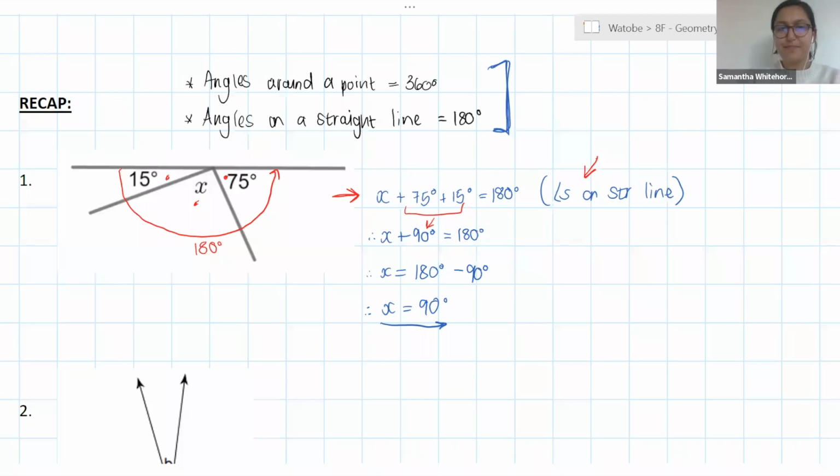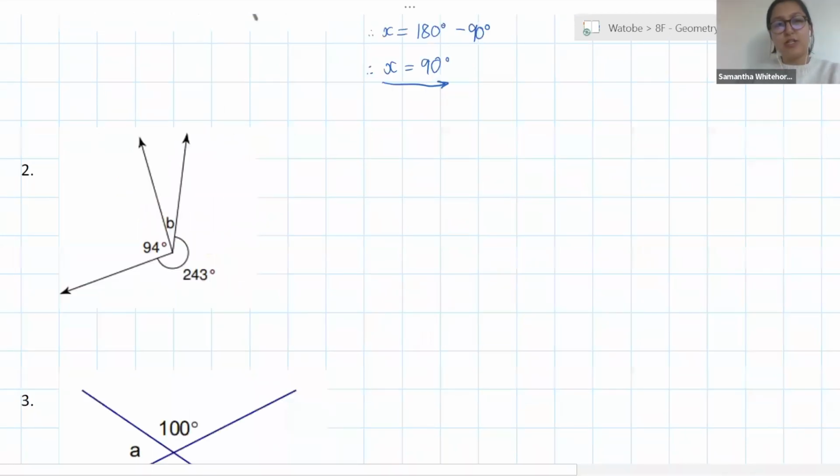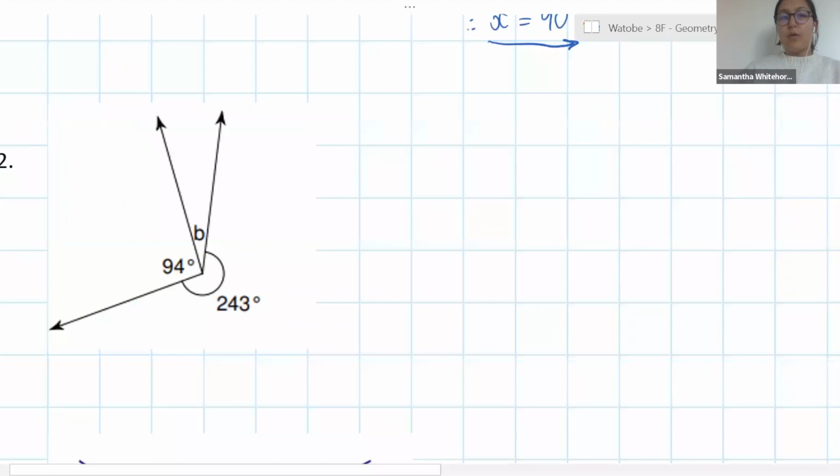Okay. Right, so here's question 2. What we are wanting to do is we are wanting to find the value of B. Alrighty. So have a look there. Remember the 2 reasons that we have spoken about are angles on a straight line and angles around a point.